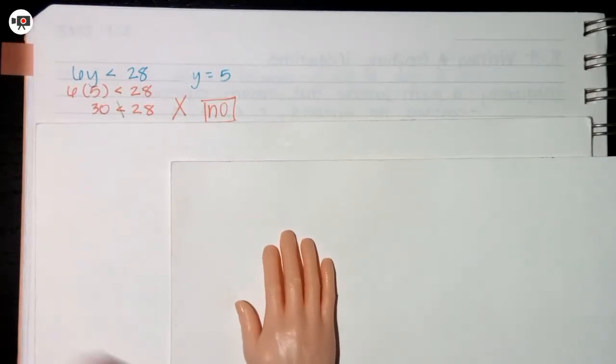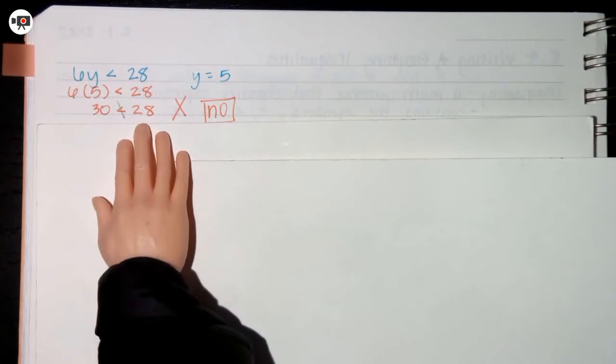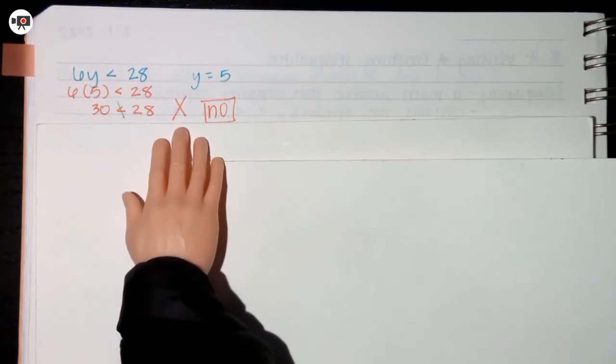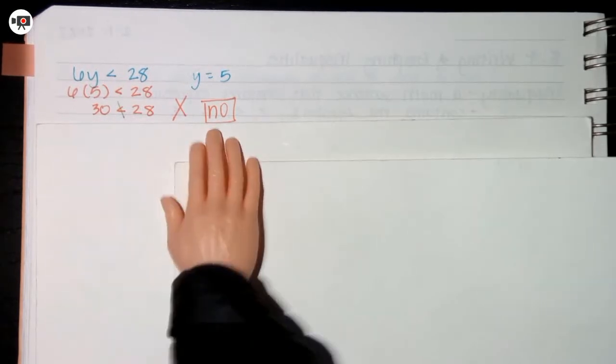And let's do one more of this kind. So 6y is less than 28, where y is 5. So plug in 5 for y, and 6 times 5 is 30. And is 30 less than 28? No, that's not true. It is not less than, so this is not a solution.